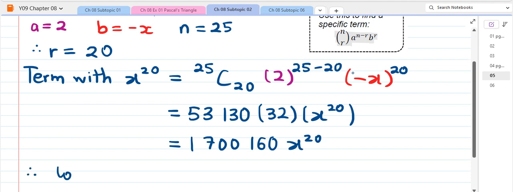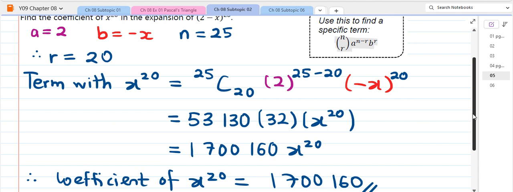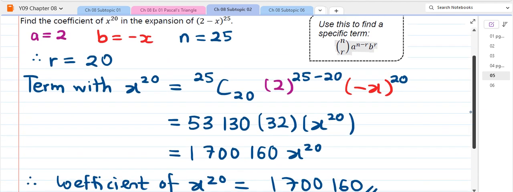Therefore, the coefficient of x to the power of 20 is going to be 1,700,160. So there we have it. So this is when you have to find a specific term, which you can do using nCr, a to the power of n minus r, b to the power of r. Alright, so let's move on to the last example.